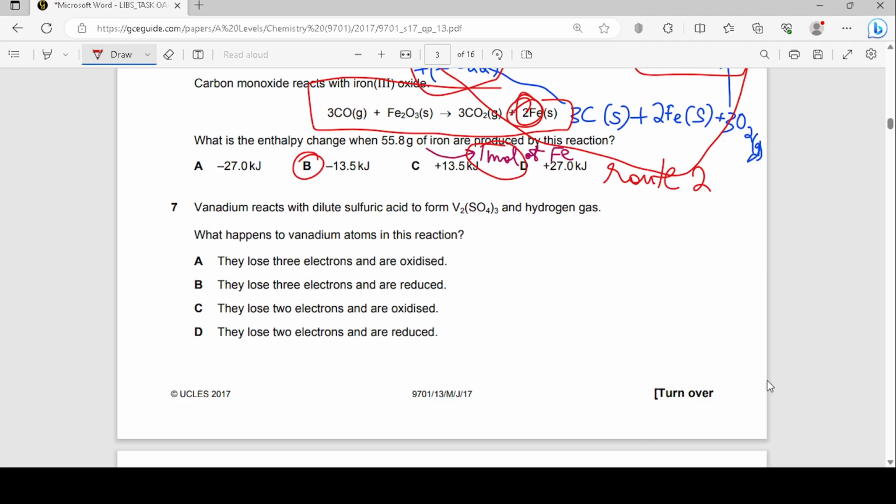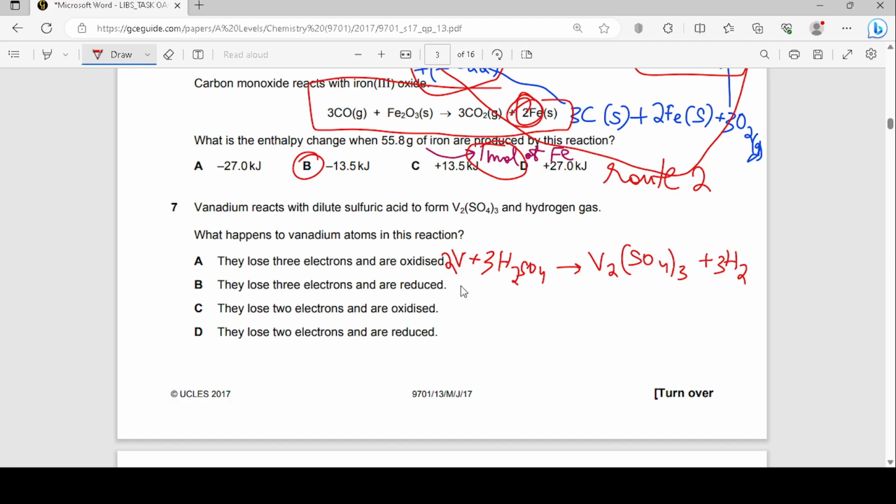Vanadium reacts with dilute sulfuric acid to form V2(SO4)3 and hydrogen gas. What happens to vanadium atoms in this reaction? All right, so let us write the equation, shall we? It's vanadium that's reacting, so I have V2, right? So I'll just assume that this is 2V plus H2SO4. And because it's (SO4)3, I'm going to assume this is 3H2SO4. And this is reacting to give me V2(SO4)3 and hydrogen gas, which will be 3H2.